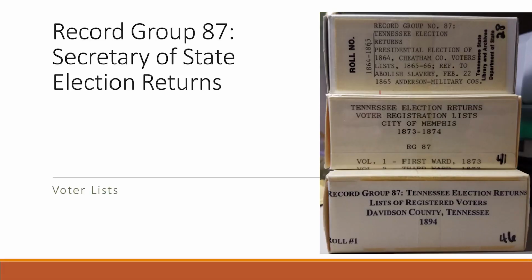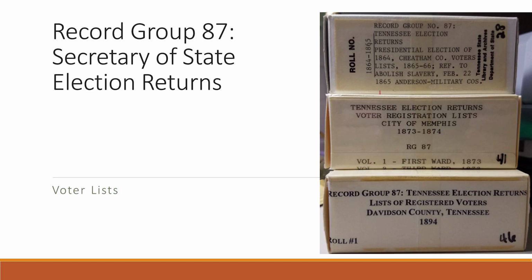So we've looked at county census records. I've shown you some examples of county election returns. Let's see what else we might find in Record Group 87. Here are 3 reels of microfilm that grab our attention. The first one, we see Cheatham County Voters Lists, 1865 to 66. Referendum to abolish slavery, 1865.